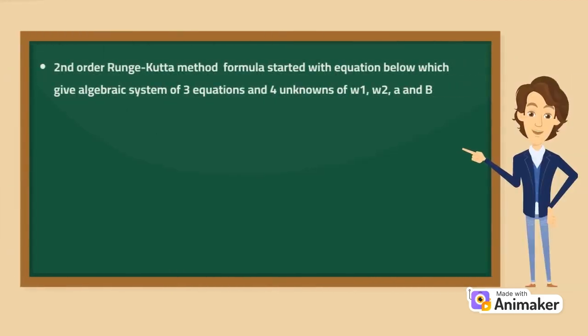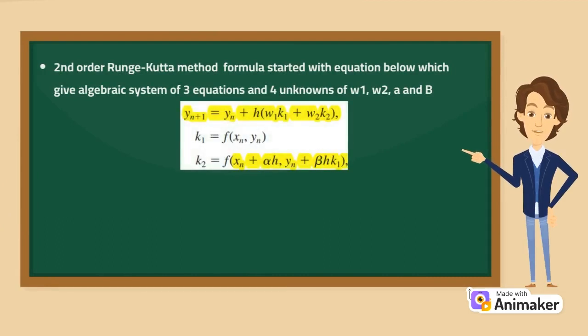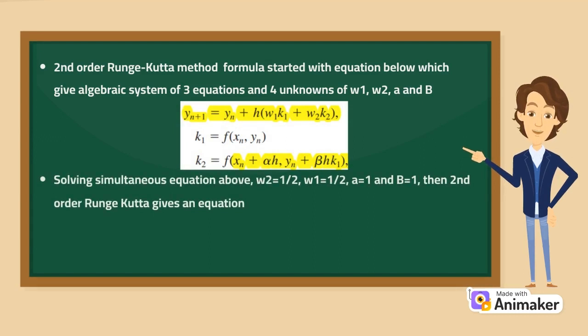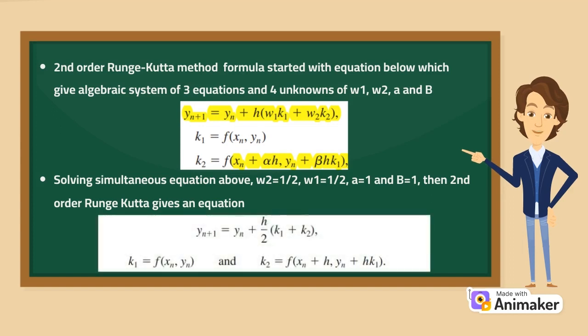Now, to obtain the second-order Runge-Kutta method, we start from the previous equation, which gives an algebraic system of three equations as below. There exist four unknowns, which are w1, w2, alpha and beta. By solving the simultaneous equations, we obtain w2 equals 1/2, w1 equals 1/2, alpha equals 1 and beta equals 1. This gives the second-order Runge-Kutta equation as below. The sum of the weighted values must equal 1 to obtain each unknown w.